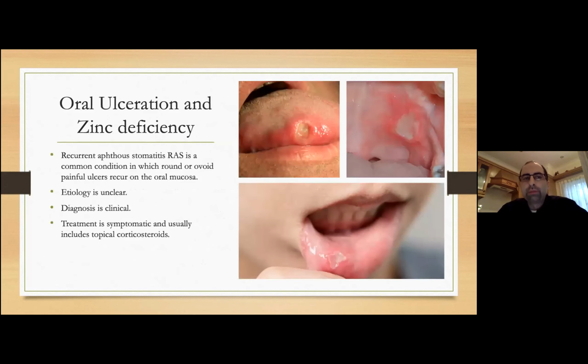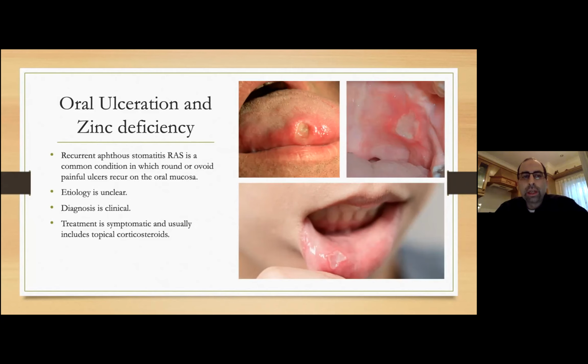But nobody actually knows what the cause of aphthous stomatitis or ulceration is, although it may be due to zinc deficiency. Recurrent aphthous stomatitis is a very common condition, in which round or ovoid painful ulcers recur on the oral mucosa. I'm sure you've all had occasions where you had an ulcer in your mouth. Maybe you've burnt your mouth, or bitten your tongue or your cheek, or you've been tired or a bit more stressed and you've developed an ulcer. So this can show, as you can see here in these pictures.